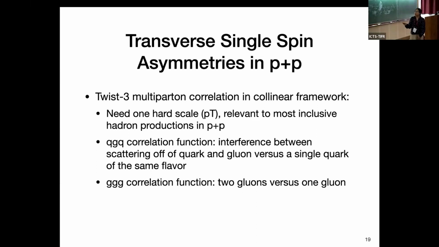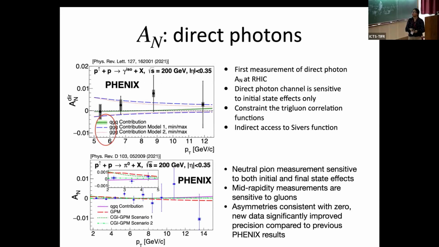And with a high PT, it is therefore relevant for most of them. And there is a contribution to the asymmetry that you can consider, either from the quark-gluon-quark correlation contribution, or the tri-gluon correlation function contribution. And in this RHIC measurement, for most of the observables, you actually expect the quark-gluon-quark contribution to be pretty small. And most of the measurements that I'm going to talk about are actually more sensitive to only the tri-gluon correlation functions.